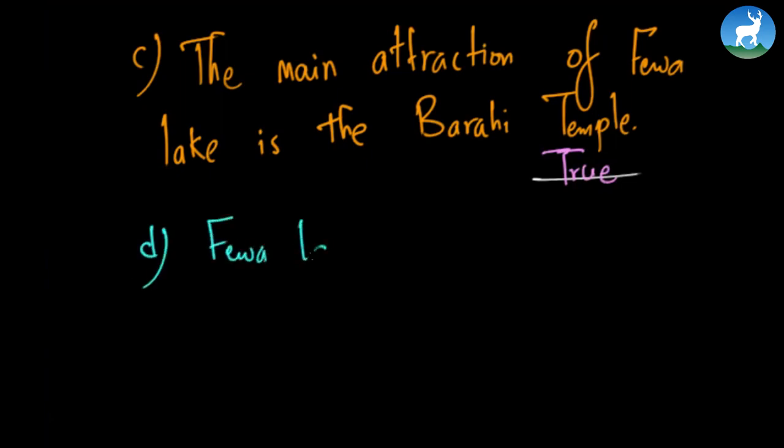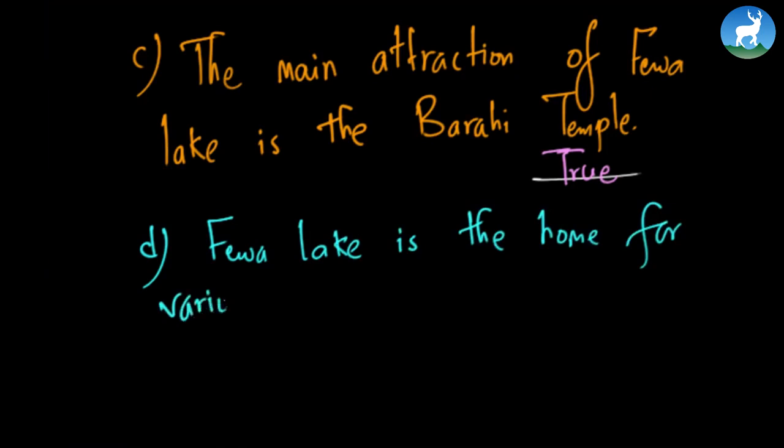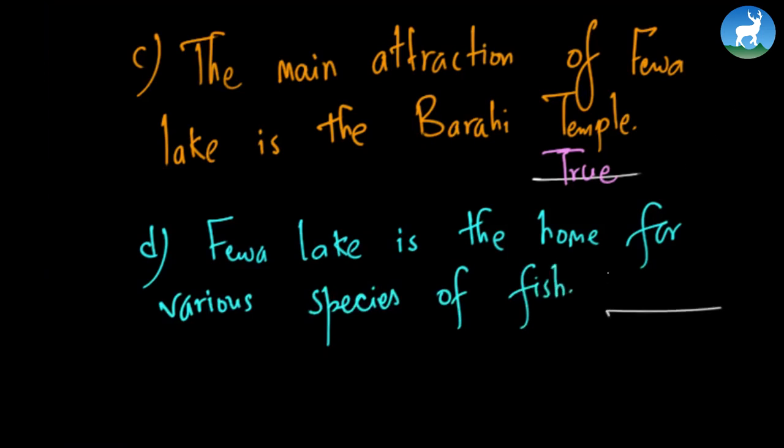Moving on to number D, Fewa Lake is the home for various species of fish, and there's a blank space. Now, is it a true statement or a false one? There are indeed 17 species of native fish and 4 exotic fish. So, of course, a very true statement.